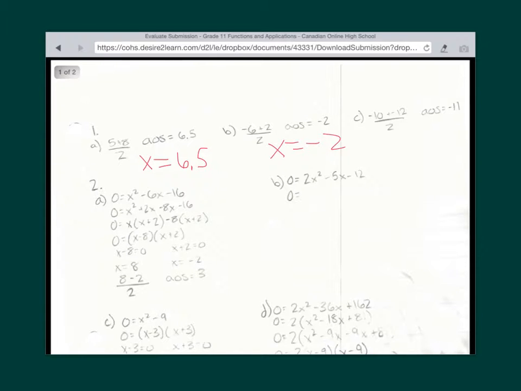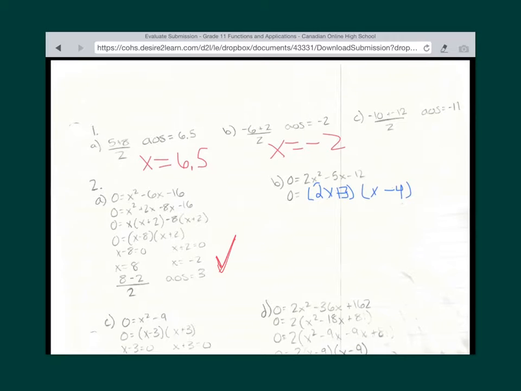Same thing for number 2. You've done this one correctly. The only problem is you need to write it as an equation of a line. All right, so having a look at number 2, I've marked your first one here as correct. And again, you need the equation.